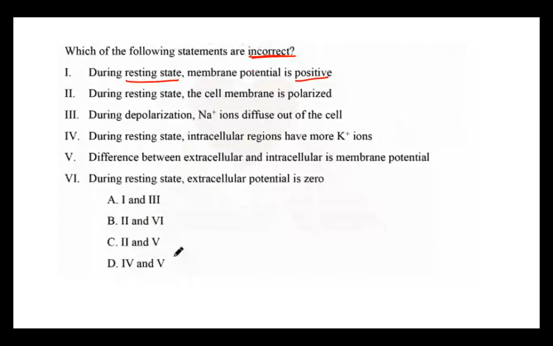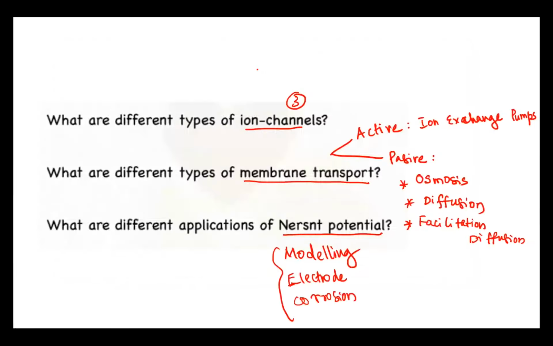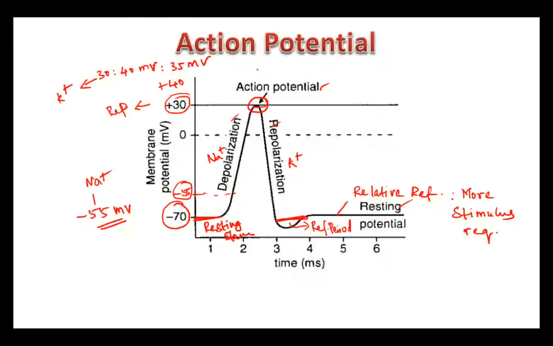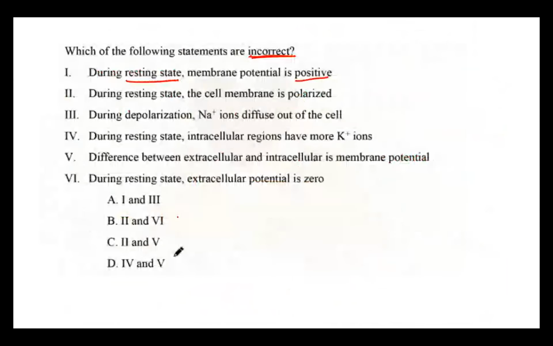Membrane potential positive or negative in resting state? Because it's minus 70 millivolt. This is the membrane potential. Minus 70 plus 35 is the current required to activate. So in the resting state it is minus 70, but they have given positive. So this statement is incorrect.